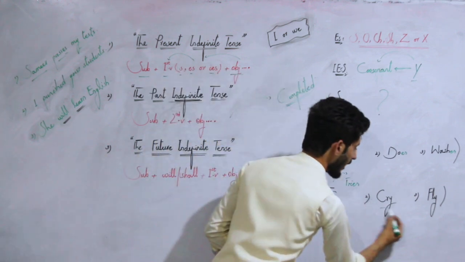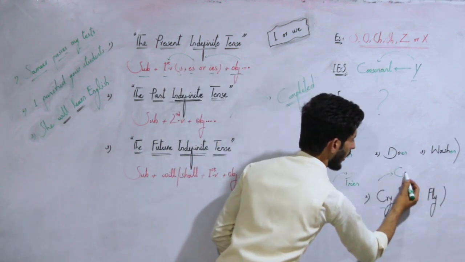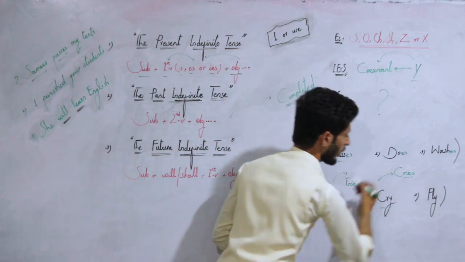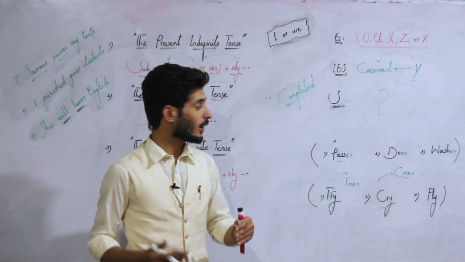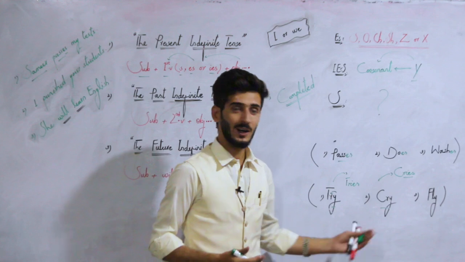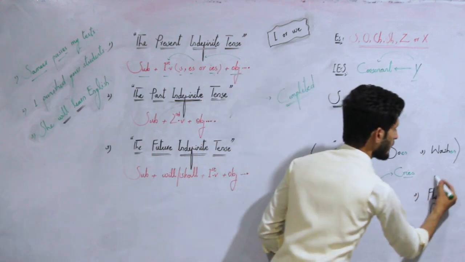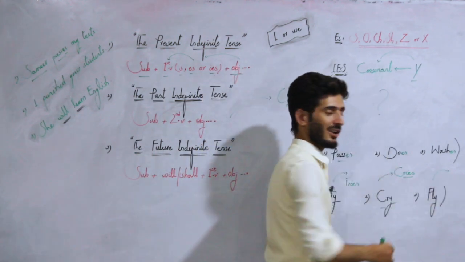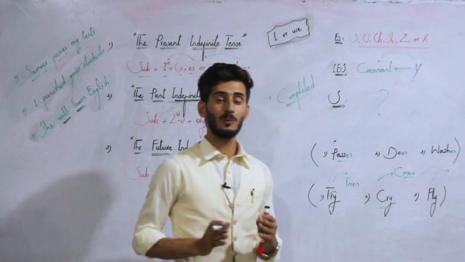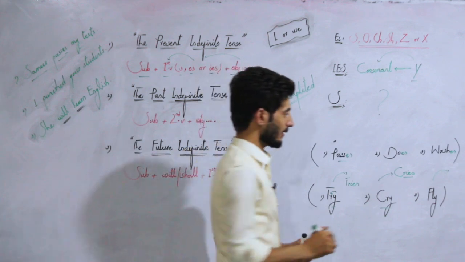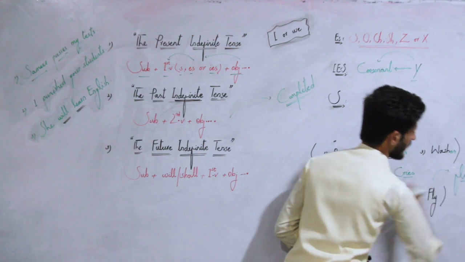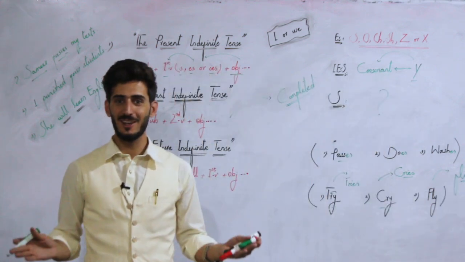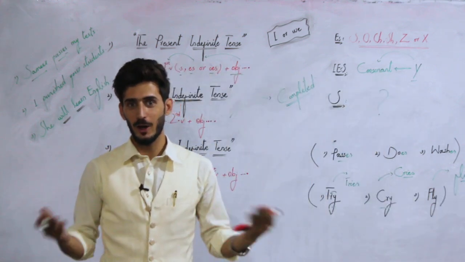If I talk about cry, it will become cries, because this verb ends with y and before y there is a consonant, therefore you are supposed to replace y with ies. If I talk about fly, it ends with y and before y there is a consonant, therefore you must replace y with ies and it will become flies. Hopefully it is clear to you. Hopefully you have understood it.